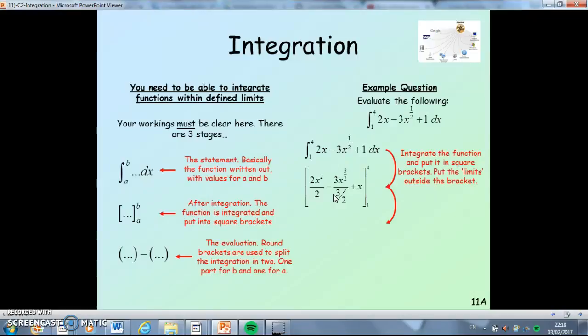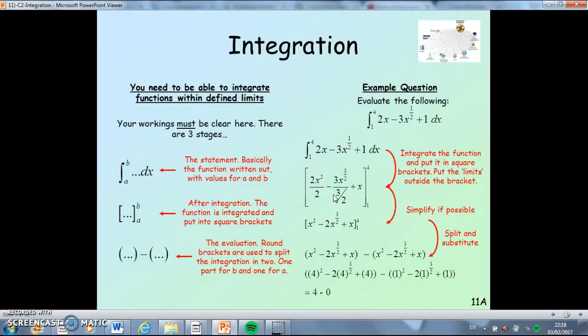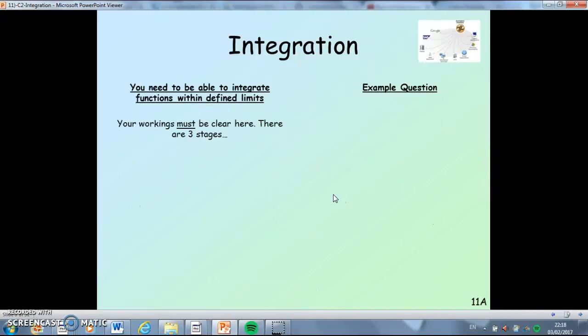So 2 divided by 2 equals 1, so it's going to be x squared. And 3 divided by 3 over 2 equals 2. So it's x squared. Very easy. And we substitute in the values of 4 and 1, and it's quite simple. It looks very hard, but it's actually very simple. So you can pause and have a go at this.